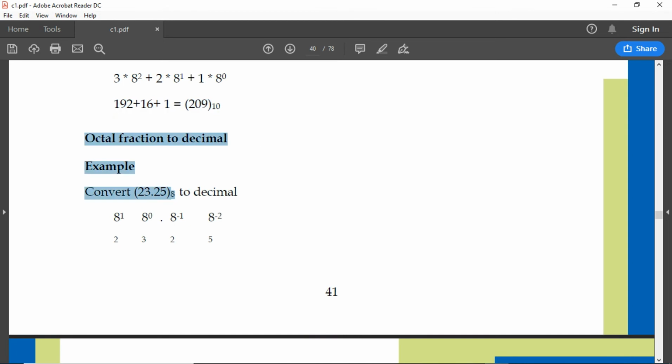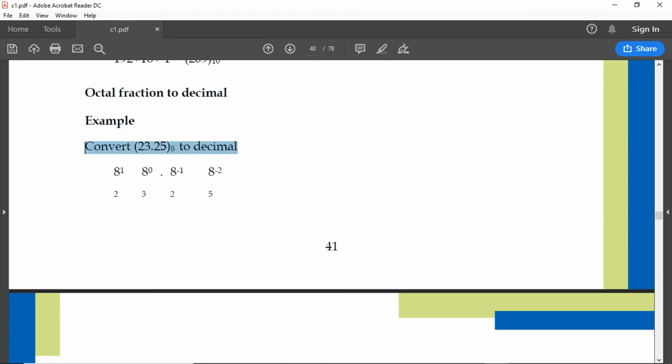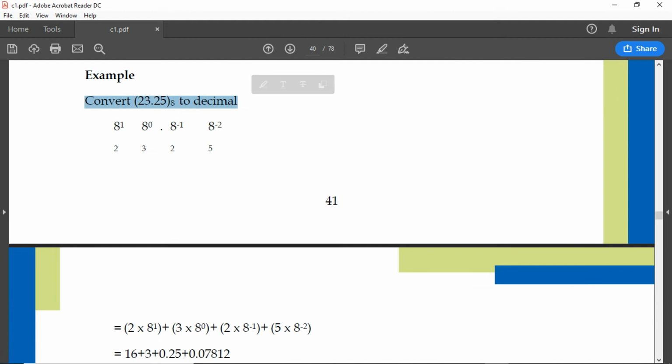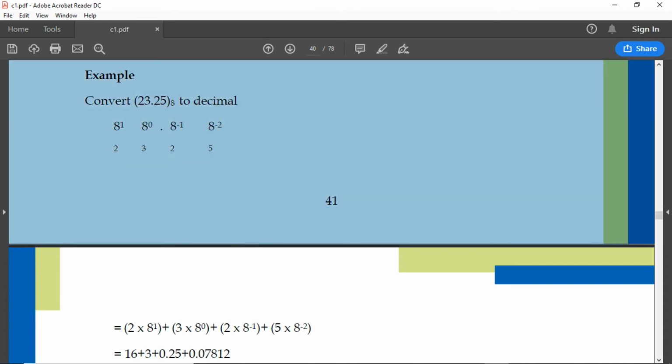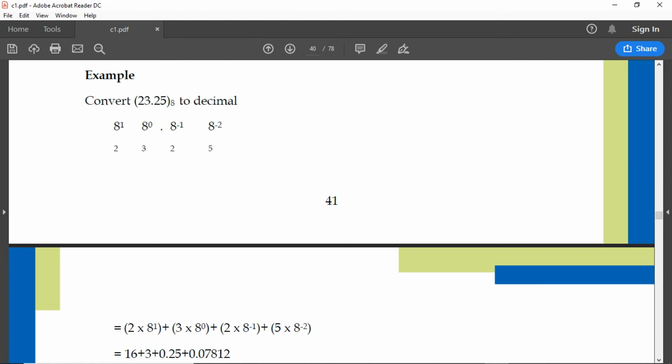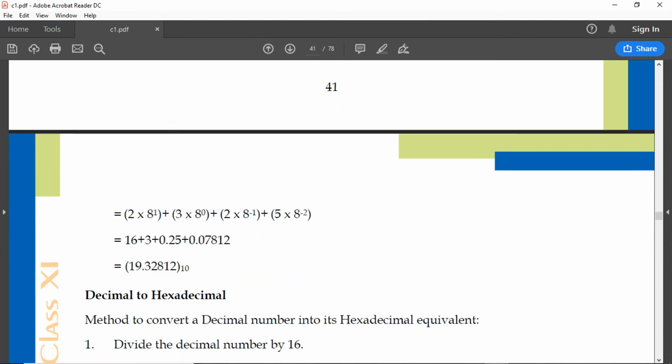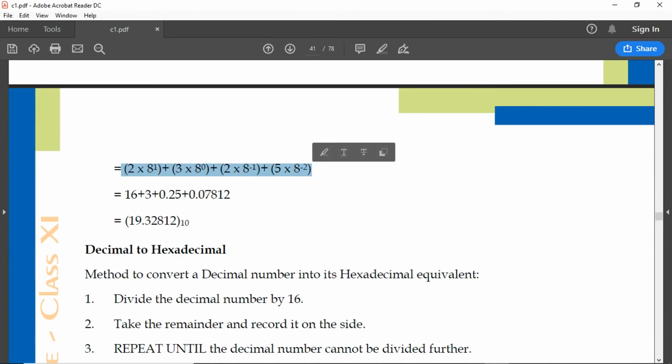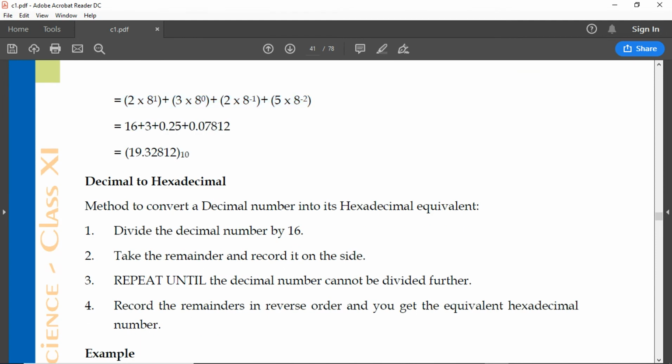Octal fraction to decimal. Example. Convert 23.25 base 8 to decimal. The place values are 8^1, 8^0, 8^-1, 8^-2. 23.25 equals 2 × 8^1 plus 3 × 8^0 plus 2 × 8^-1 plus 5 × 8^-2, equals 16 plus 3 plus 0.25 plus 0.07812 equals 19.32812 base 10. Decimal to hexadecimal.